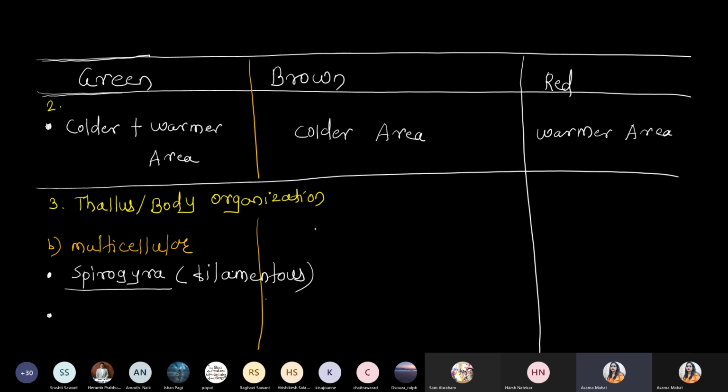Now another example, Volvox. Volvox, these are the NEET 2020 question.